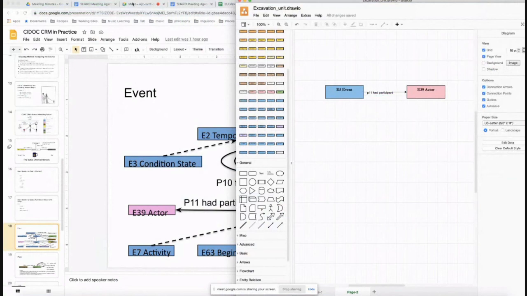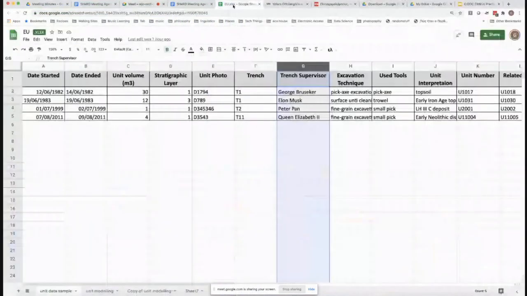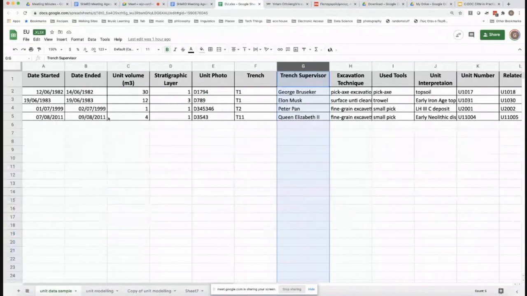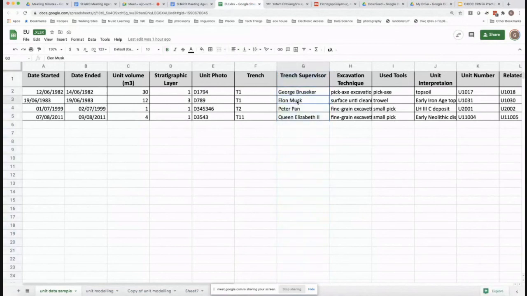First you do it on paper, but then you could use a system to transform this, and what you would get, with this sort of modeling and mapping, is that the transformation software would make a set of statements which would say there's 1, 2, 3, 4 events that took place, and event 1 had participant George, event 2 had participant Elon Musk, event 3 had participant Peter Pan, and event 4 had participant Queen Elizabeth II.